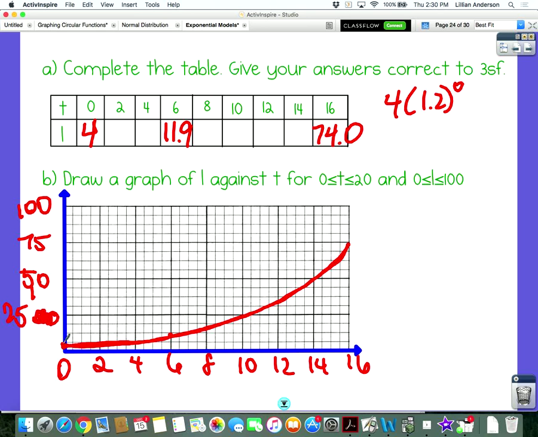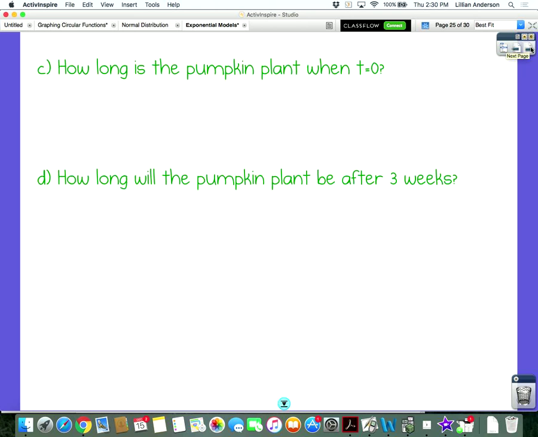Now you can use your graph to answer follow-up questions. Applications are pretty straightforward, they really are. For example, how long is the pumpkin when T equals 0? 4 centimeters. You found that out in your table. If you forgot, you can always plug 0 in.